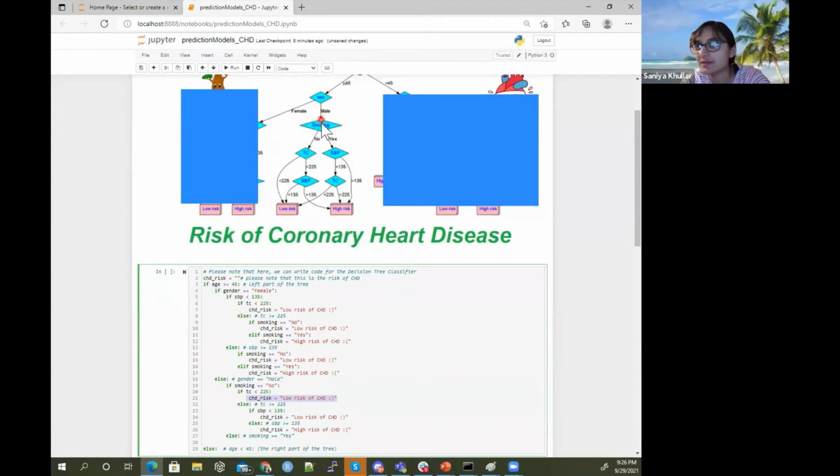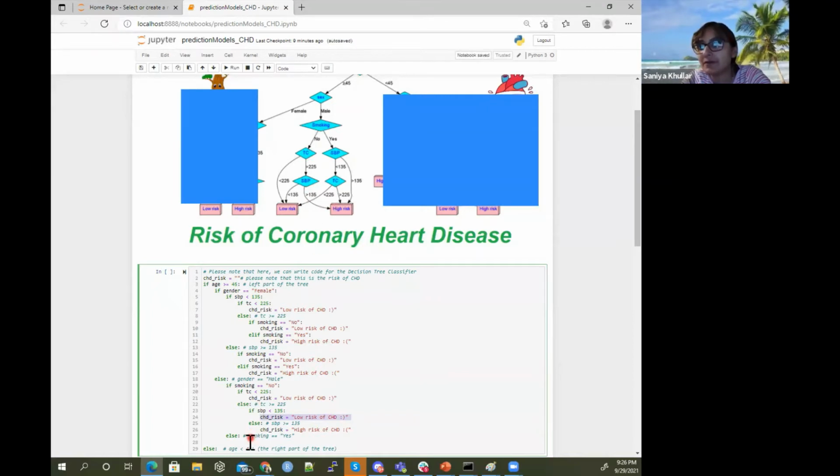It's coming from here, here, here, here. Otherwise, you check your systolic blood pressure. If you're smoking and your total cholesterol is greater than or equal to 225, then you check your systolic blood pressure. And if it's less than 135, then you're also in the clear. You have a low risk of CHD. Otherwise, you have a high risk of CHD.